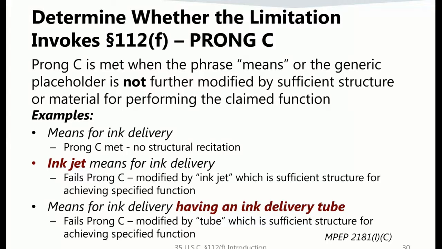However, the recitation of "inkjet means for ink delivery" includes a structural recitation of an inkjet, which is structure for performing the claimed function of ink delivery. Thus, it would fail prong C. Similarly, the recitation of "means for ink delivery having an ink delivery tube" is modified by structure for performing the claimed function and would also fail prong C.